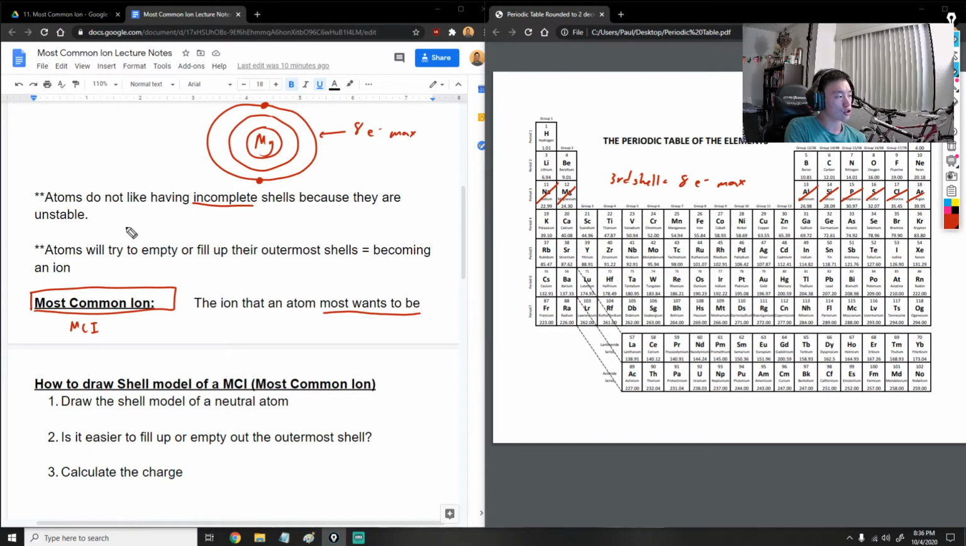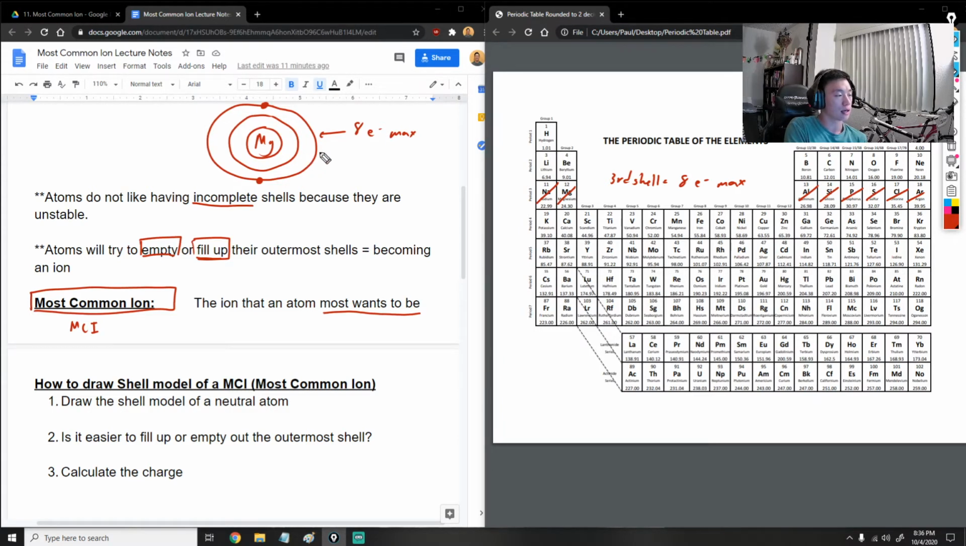So what atoms try to do is they'll either try to empty or fill up their outside shell in order to become an ion. And that ion that they become by either emptying or filling up is called the most common ion, or the MCI. Okay? So basically the only thing you need to remember is atoms either try to empty or fill up their shells so that their outside shell is always holding the max electrons.